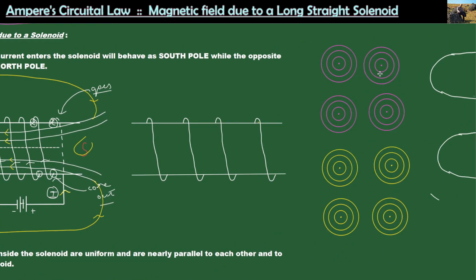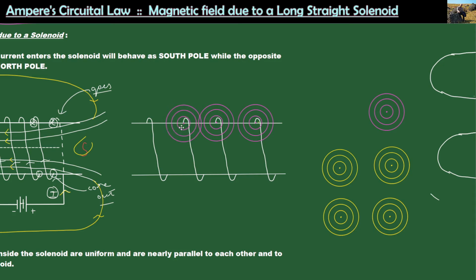Now let us try to represent this. This will be the point where the current enters, or goes. I've written over here, goes. This will be the point where the current goes, and this will be the point.